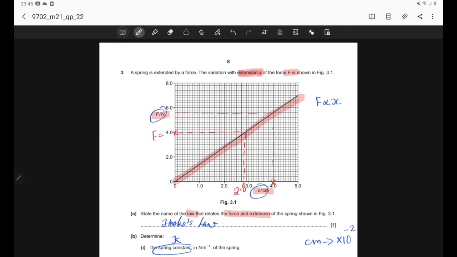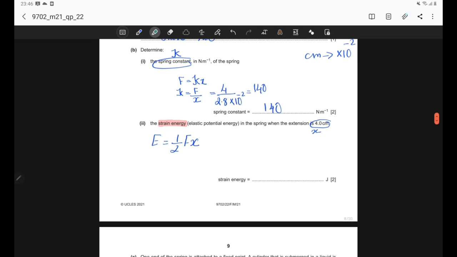And the force value at this point is 5.6. Now we can substitute these values, that is x is 4 and force is 5.6 in the equation. So we can substitute half times force is 5.6 times extension is 4. But since it is centimeter, we should convert it to meter by multiplying with 10 to the power minus 2. Answer is 0.11 joule of strain energy.